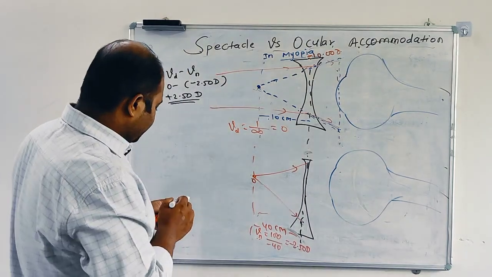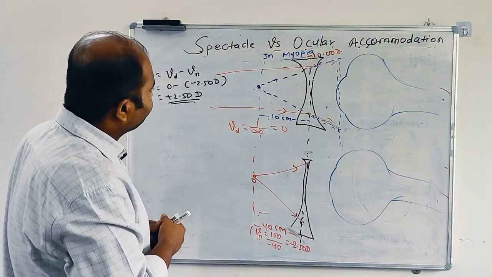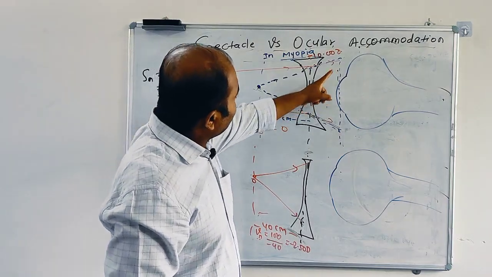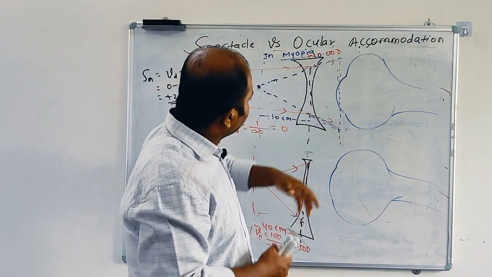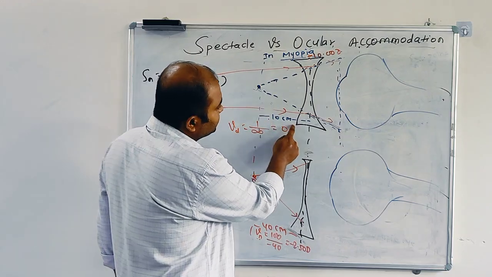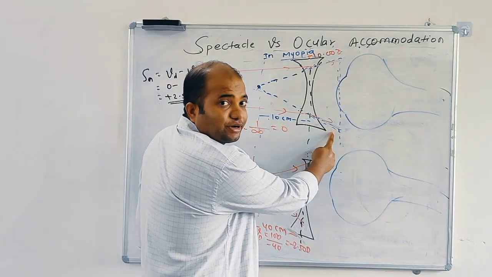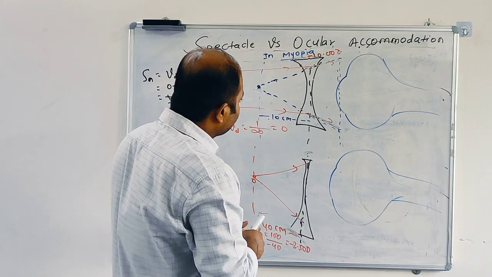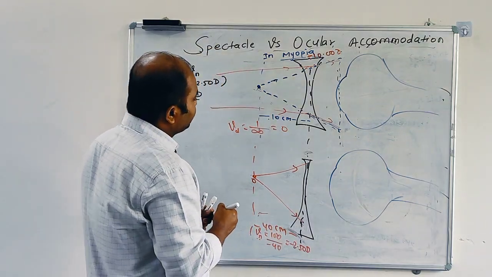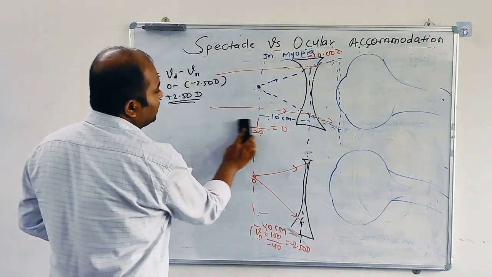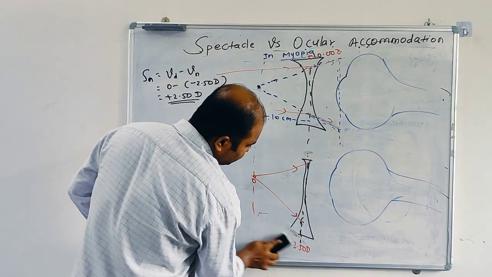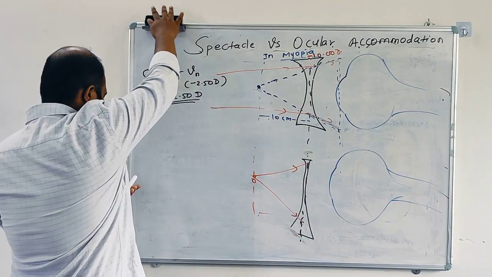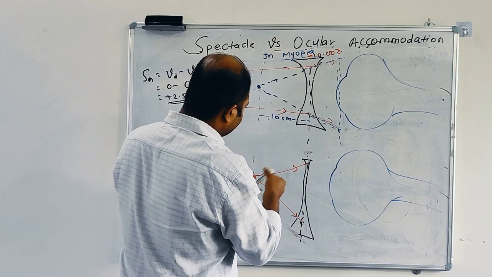So now at this plane, we need to find the total distance. This is 10 centimeter and this is 1.5 centimeter, so the total distance will be 11.5 centimeter.